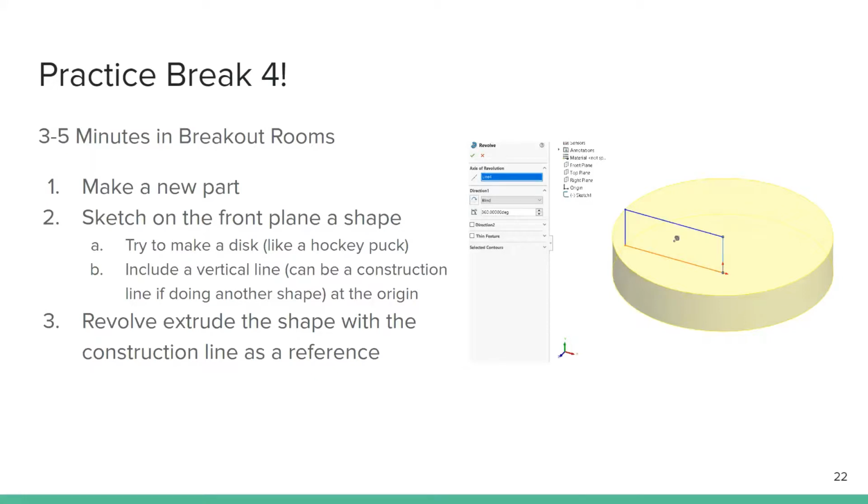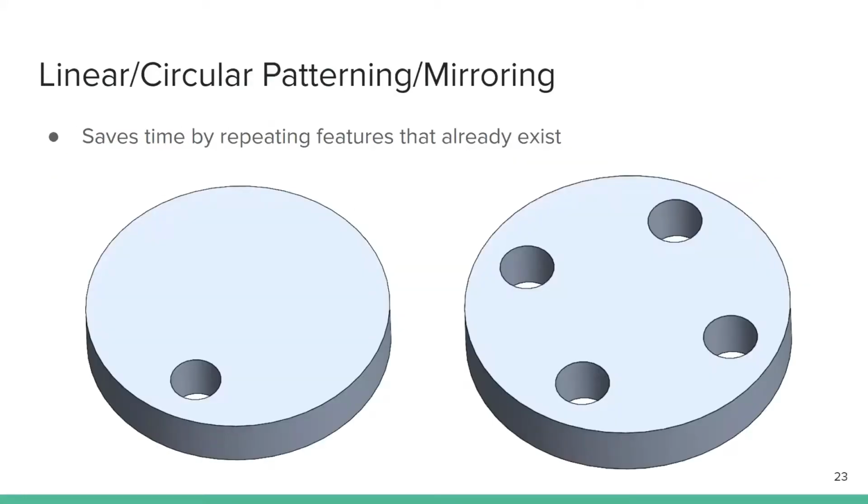If you're going to do something like a circular pattern or a mirror, they're exactly what they sound like, exactly what this picture is showing. So if you do something once and you don't want to do it again, then you can hit mirror or again hit circular patterning. And instead of doing it 4 times, you can do it once.